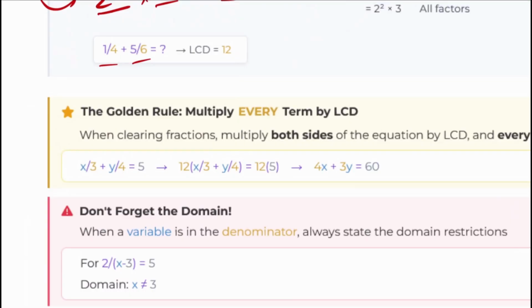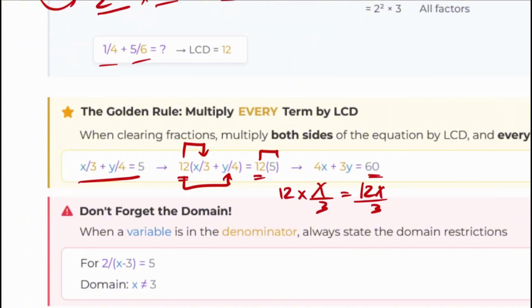As you can see, I have x over 3 plus y over 4. As we know, for 3 and 4, the least common denominator is 12. So I have to multiply 12 by this side and this side. 12 times 5 is just 60, easy. What about this one? Again, remember the distributive rule. This guy multiplied by this one, this guy multiplied by this one. So I have 12 times x over 3. It would be 12x divided by 3, which is 4x. Why? Because we can divide 12 by 3, so we have 4x.